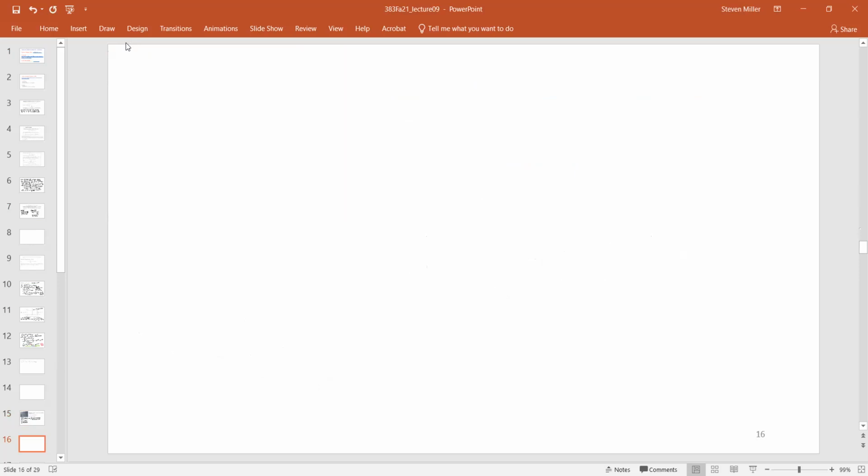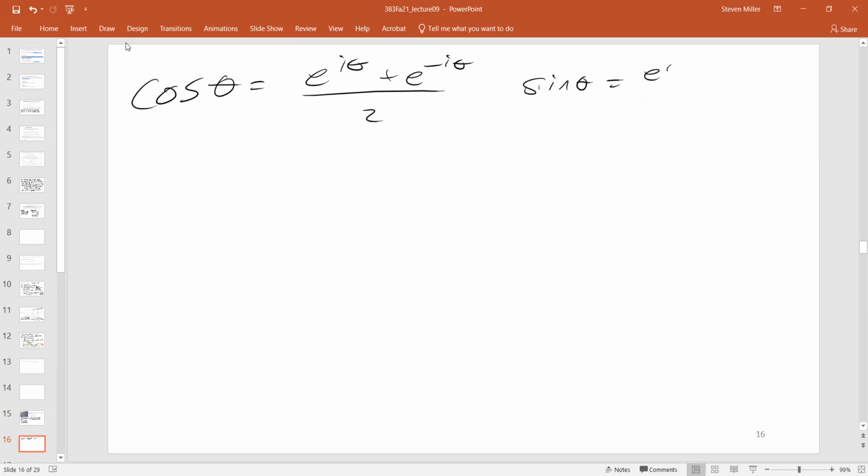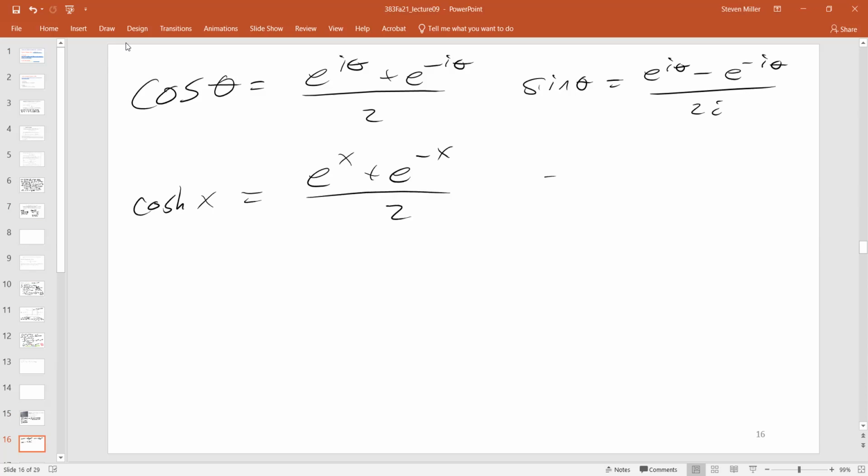So let me just write what these are. Cosine of theta is e to the i theta plus e to the minus i theta over 2. And then sine of theta is e to the i theta minus e to the minus i theta over 2i. Hyperbolic cosine, I'll use x, is e to the x plus e to the minus x over 2. And the hyperbolic sine is e to the x minus e to the minus x over 2. And if I want to go between them, what's the relationship between x and theta?